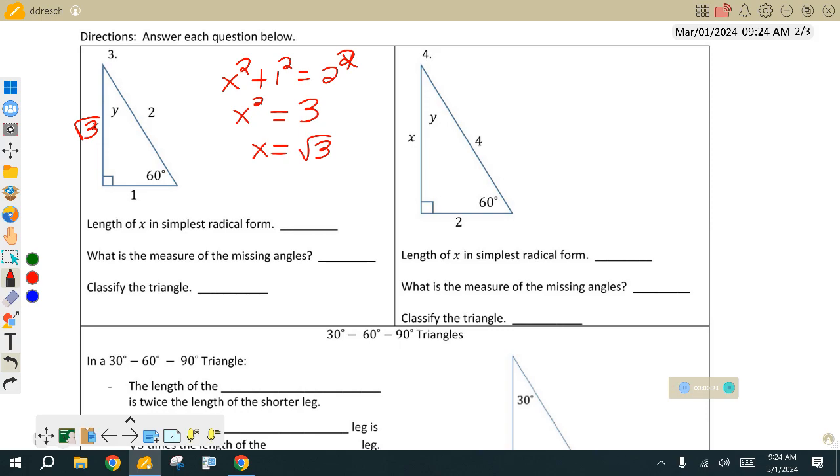Over there, same thing happened, right? X squared plus 2 squared gives me 4 squared, right? Sure. Not sure. I'm pretty sure it is. Okay, what is that? 16 minus 4 is what? 12? Square root that thing. We always do simplest radical form. Square root of 12. Simplify that down. Thank you. 2 root 3.